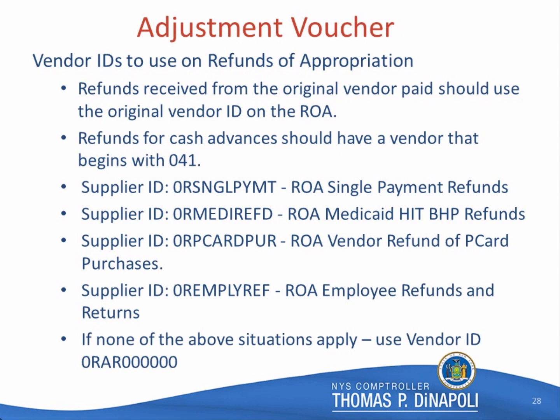This is DOH specific. There are those for vendor refund of P-card purchases, and in most cases, the original voucher was paid to Citibank. And there are also those for employee refunds and returns. These deal with travel expense report corrections and purchases that were made in error. If it doesn't fit into one of the above vendor IDs, then 0RAR should be used as the vendor ID.